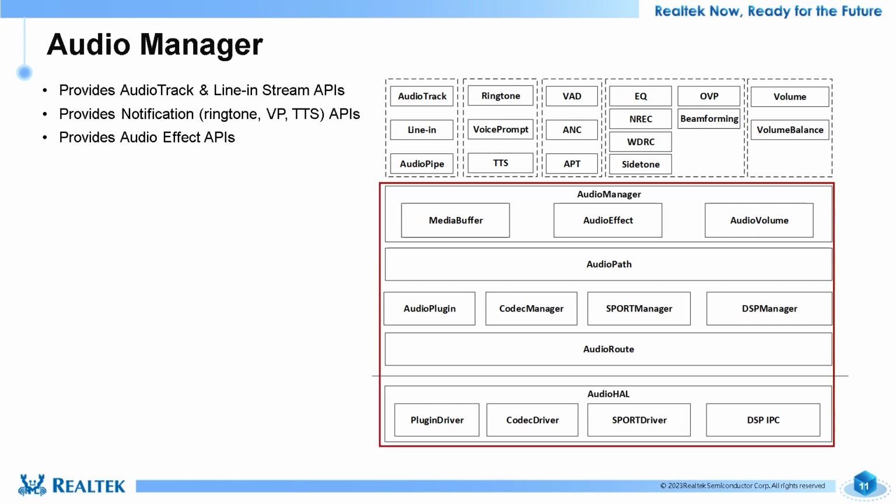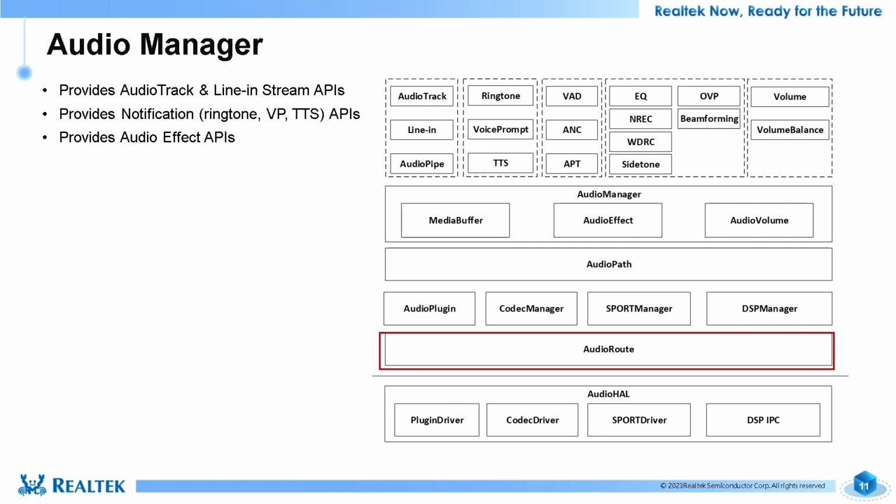Underneath those five are the main modules: audio manager, audio path, audio route, and audio HAL. The audio route can be configured by customers. There are two ways of doing so. One is by using the MP config tool, and the other is configuring the audio route API directly.